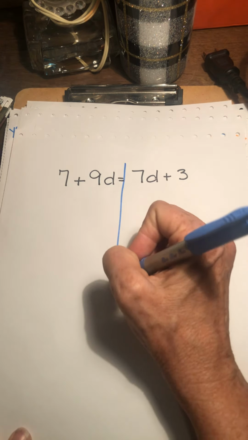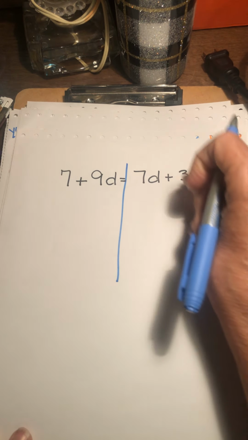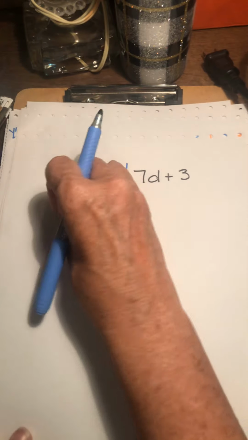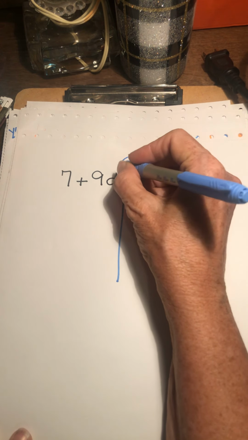Okay, I hope you pressed pause. Here we go. I need to get all my D's on one side, all my numbers on one side. I am a creature of habit. We tend to like to put the variable on this side. So let's move this guy over.